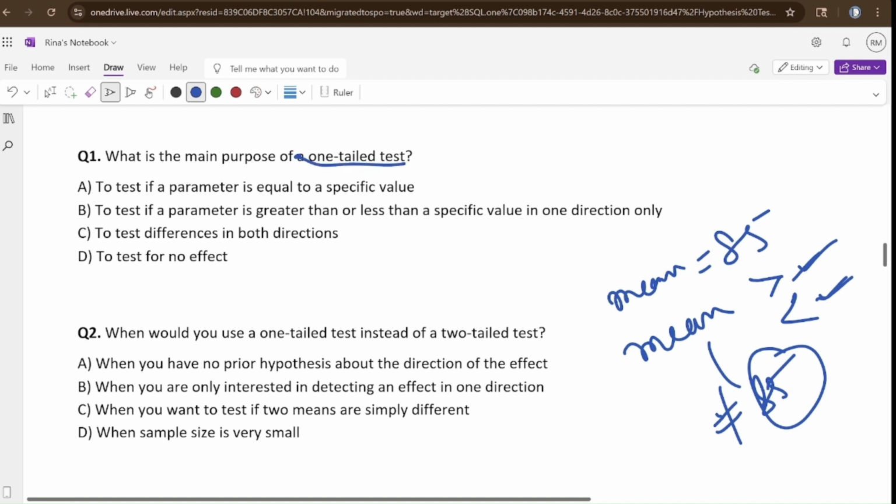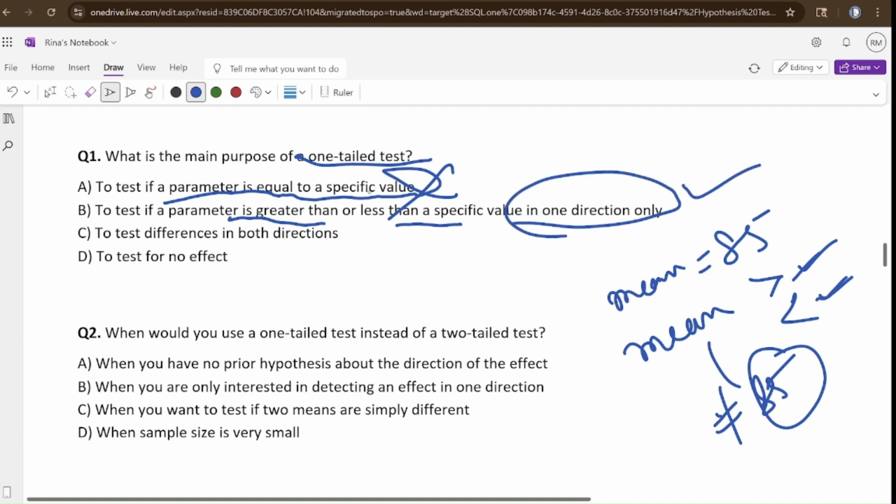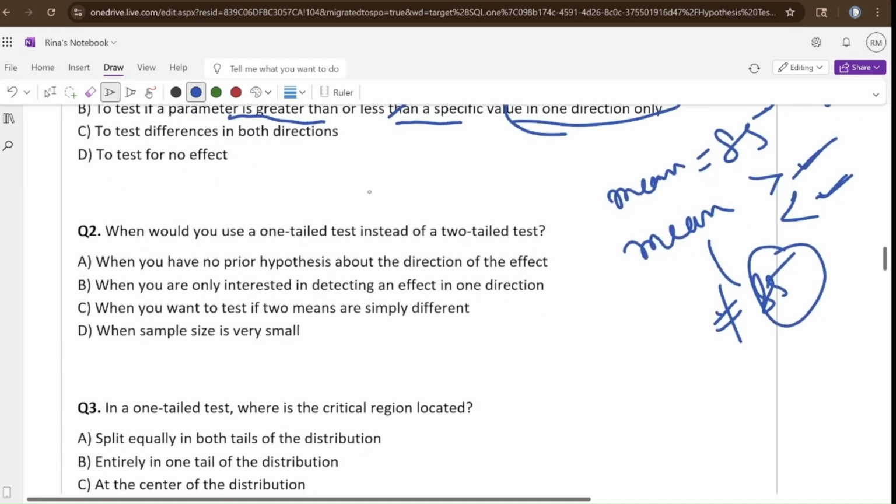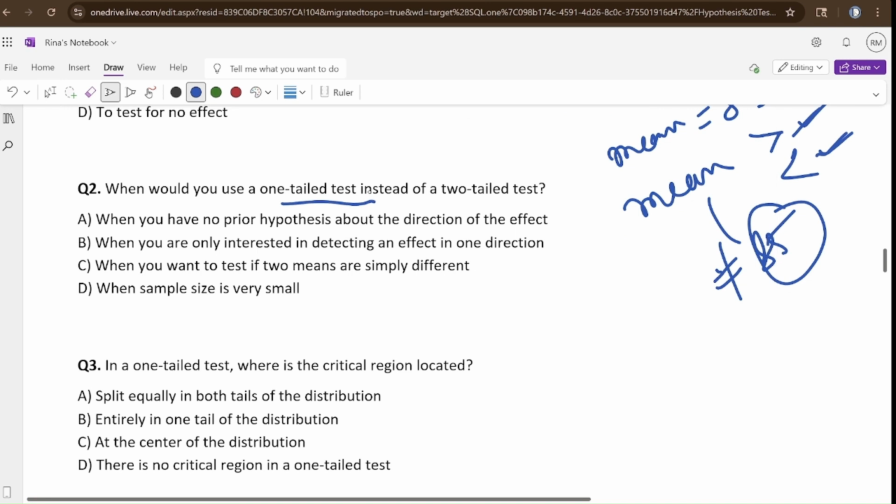So what is the main purpose of a one-tail test? Main purpose is to test if it is equal to a specific value? No, we are never checking a specific value. Is greater than or less than a specific value in one direction, exactly. So it may be here or it may be here also. Both cases this is a one-tail test. Okay, when would you use one-tailed instead of two-tailed? When you have no prior hypothesis? No, there should be a hypothesis all the time. When you are only interested in detecting an effect in one direction, exactly.